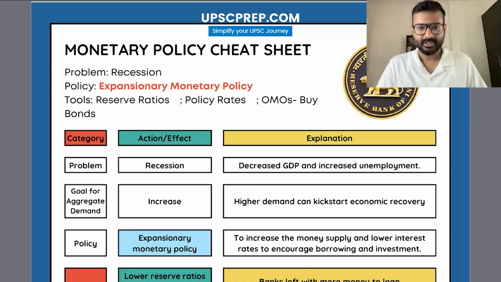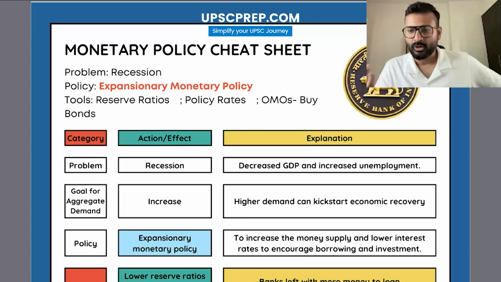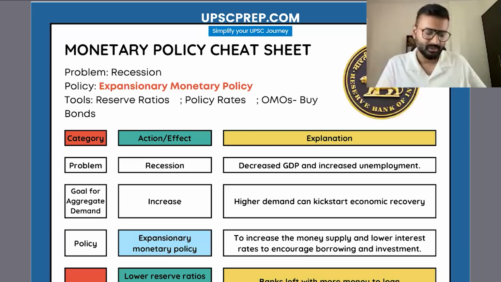Okay, so let's start with the monetary policy cheat sheet. Now, RBI को अपना monetary policy change करने का जरूरत कब पड़ेगा? When there is a problem with the economy, right? So either the economy is too hot, which means the inflation rates are high, or the economic activities have gone down, which means there are recessionary tendencies, high unemployment, and the economy has become too cold. तब वहाँ पे RBI will implement an expansionary monetary policy.